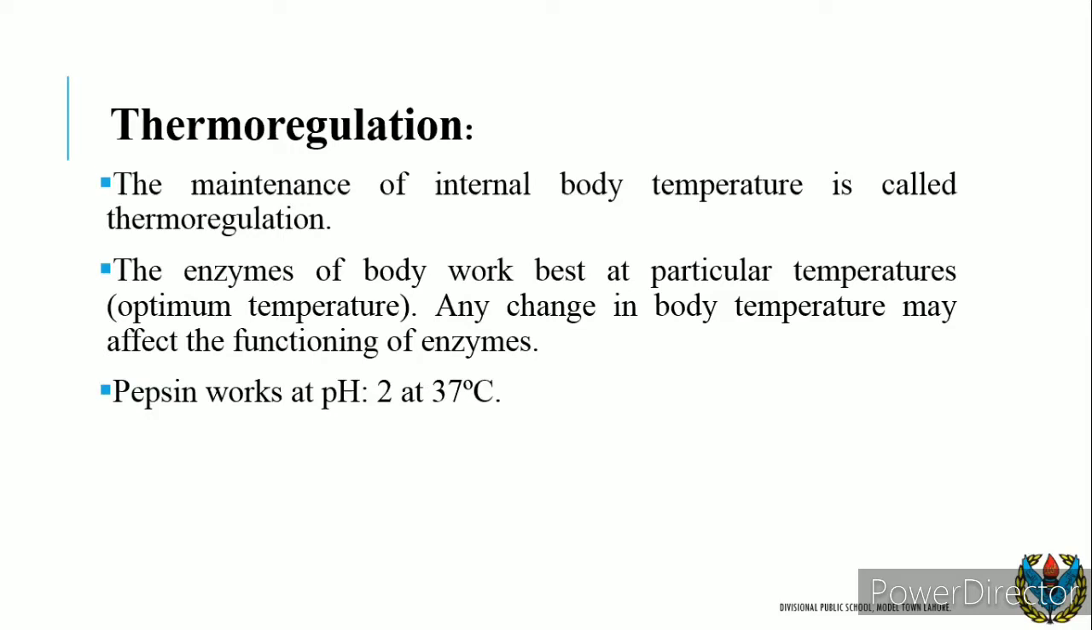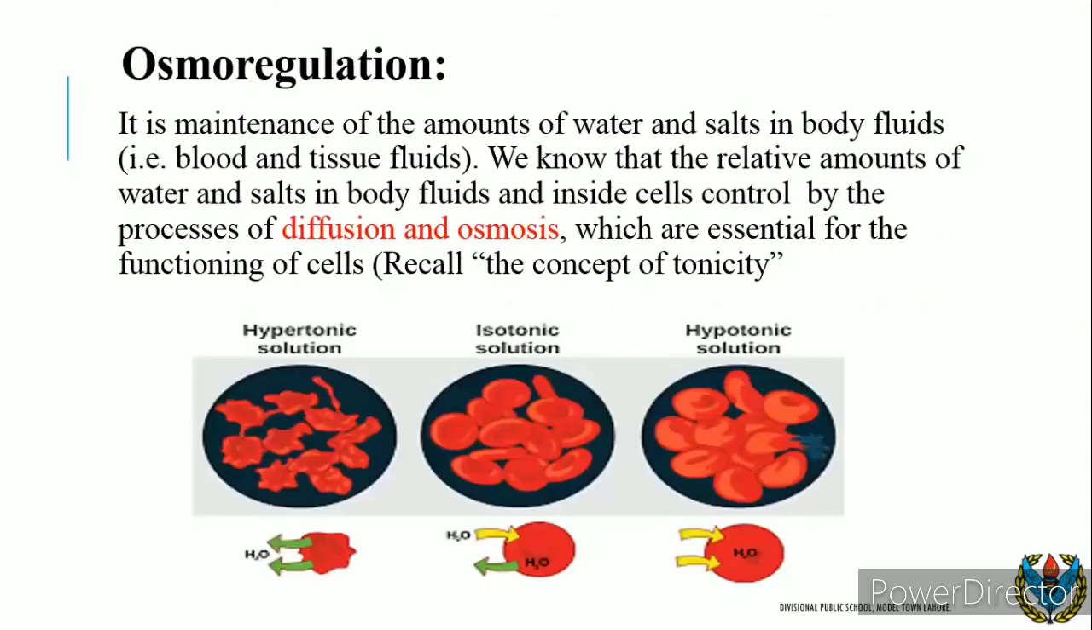The enzymes of the body work best at a particular temperature. This particular temperature is called the optimum temperature. You are well aware the optimum temperature of the body is 37 degrees centigrade. It means all the enzymes work at 37 degrees centigrade. For example, pepsin works at acidic pH, that is 2, at 37 degrees centigrade. Pepsin is a stomach enzyme.